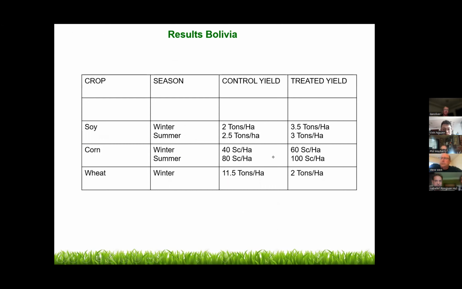In corn, it's also a significant improvement from 40 to 60 or 80 sacks to 100 sacks per hectare. And in wheat, I think there was a mistake here. It's 1.1 tons to 2 tons. That was a typo.